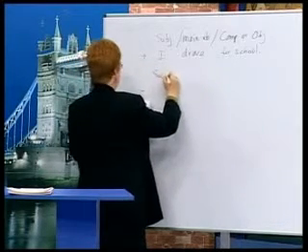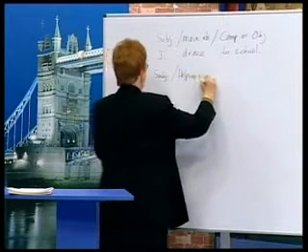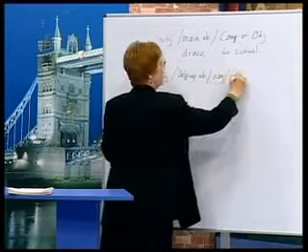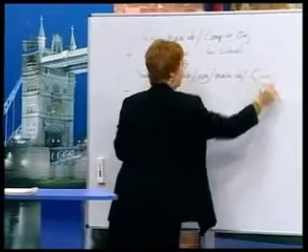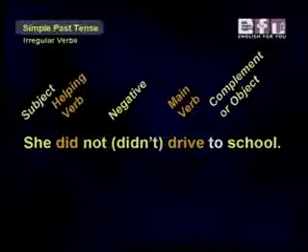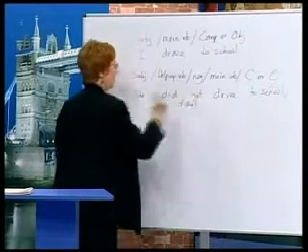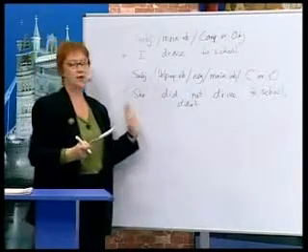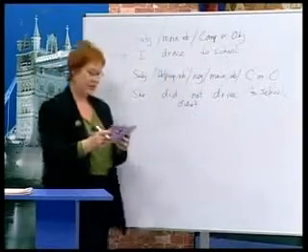Subject, helping verb, negative, main verb, and complement or object. Okay, so she did not drive to school. Or we could say didn't if we put these together. She did not drive to school. Subject, helping verb, negative, main verb, complement or object.